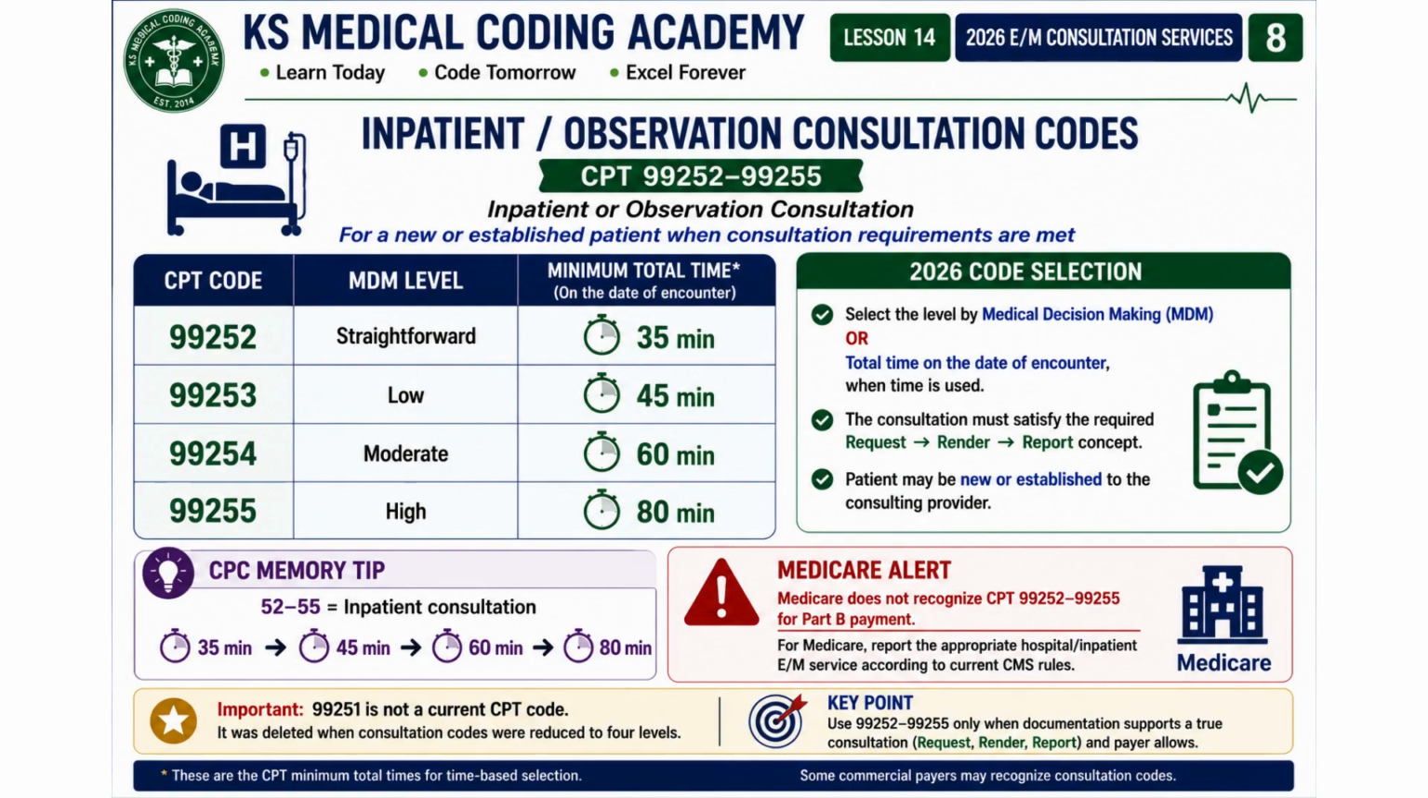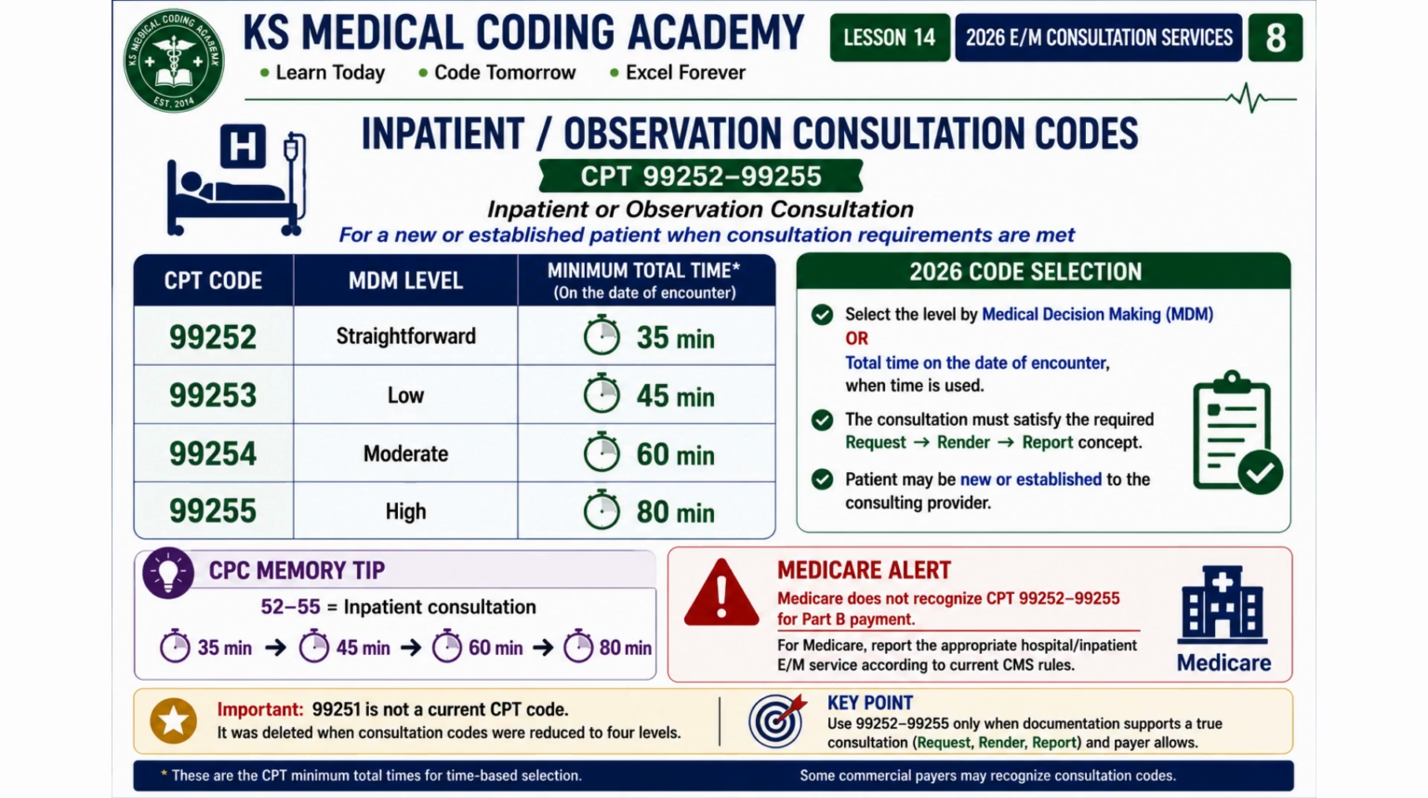Now let's look at the inpatient and observation consultation codes, CPT 99252 through 99255. These codes are used when a physician or other qualified healthcare professional provides a consultation for a patient in an inpatient or observation setting and the required consultation criteria are met. The four levels are 99,252 for straightforward MDM, 99,253 for low, 99,254 for moderate, and 99,255 for high complexity.